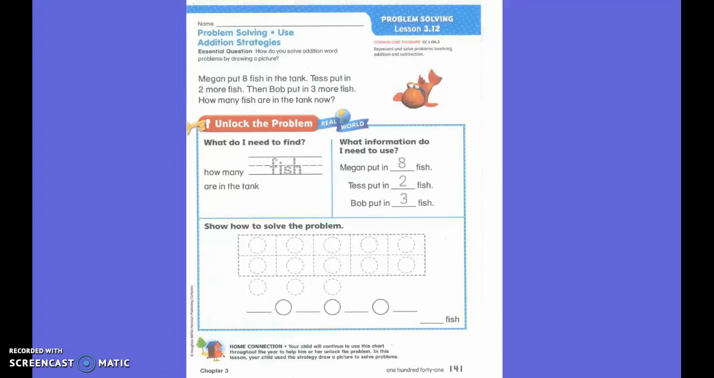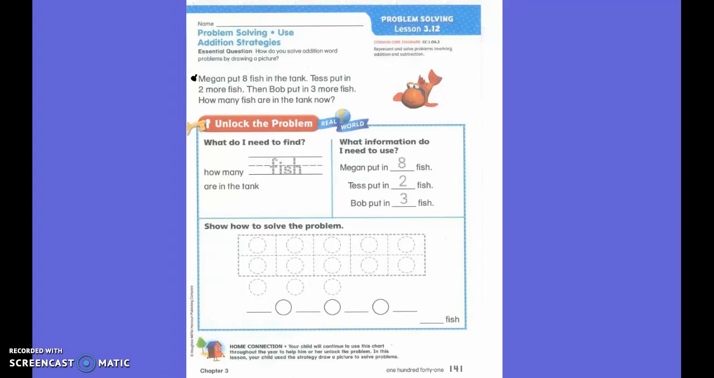Okay, up here is where our story is. So I want you to read the story with me, please. Megan put 8 fish in the tank. Tess put in 2 more fish. Then Bob put in 3 more fish. How many fish are in the tank now? So what are we trying to find? How many fish are there?